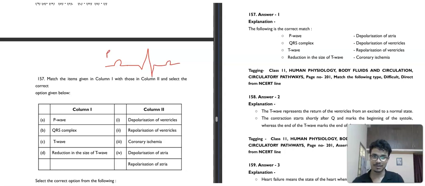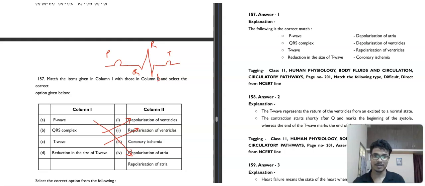This is P wave, this is QRS and T wave. Okay, so what is the function of P wave? What does P wave mean? P wave means depolarization of atria. And what does QRS complex mean? QRS complex means depolarization of ventricles. And what does T wave mean? T wave means repolarization of ventricles. Repolarization of ventricles, you can see.